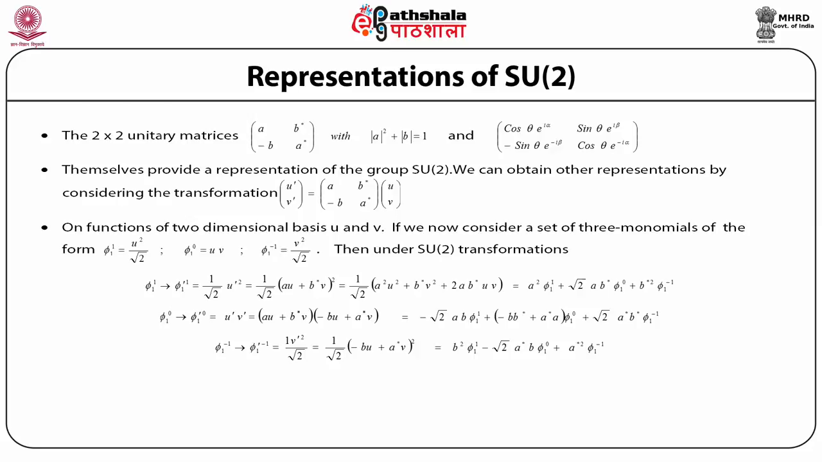is transformed into phi 1 minus 1 prime, which is equal to v prime square by root 2. Substituting for the v prime from the transformation, we find that phi 1 minus 1 prime goes over to b square phi 1 1 minus root 2 a star b phi 1 0 plus a star square phi 1 minus 1.